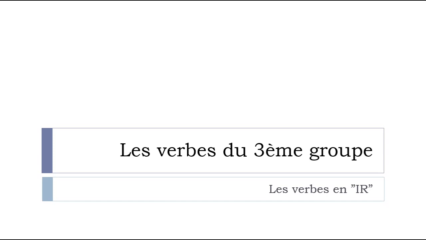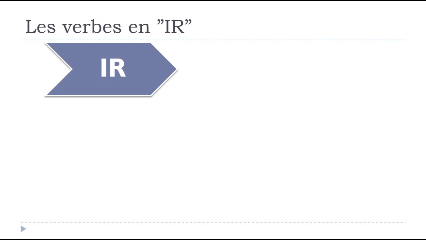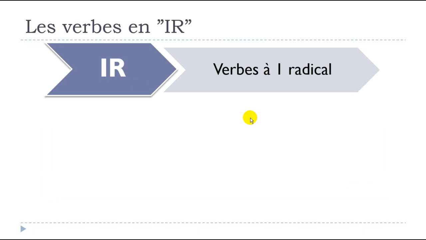Les verbes du troisième groupe, and more precisely, we'll see the verbs that are ending with ER, okay? And remember, they can be quite tricky. So that's the reason why we will take the time to have a look at them, okay? So basically, in that case, the verbs ending with ER, we'll see three categories. The first one will be what we call les verbes à un radical, okay? So we'll see that a bit later, but radical is the stem, the root, okay? So actually, these ones are quite easy to conjugate.